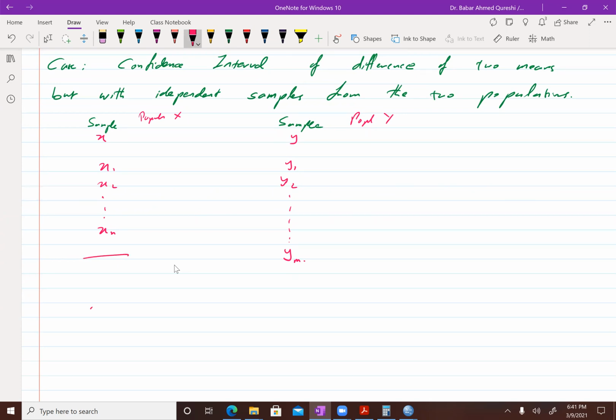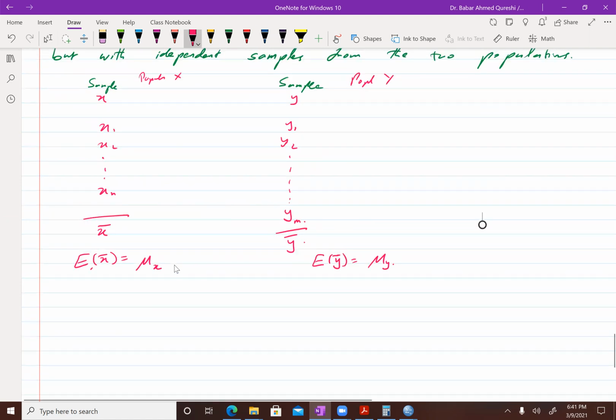I can compute a mean here. I can compute a mean here. I know that the expectation value of this mean is equal to the true mean of this population, population X. Similarly, the expectation value of the mean of the second is equal to the true mean of the second population.